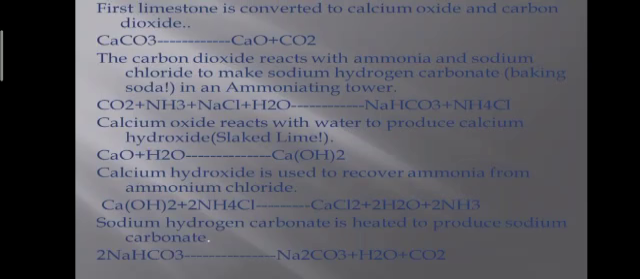Carbon dioxide reacts with ammonia to form ammonium carbonate, as we have to recover ammonia at the end of the Solvay process. So we react the carbon dioxide with ammonia to form ammonium carbonate. Likewise, ammonia reacts with carbon dioxide and water to form ammonium carbonate. The ammonium carbonate then reacts with sodium chloride and forms sodium bicarbonate and ammonium chloride.